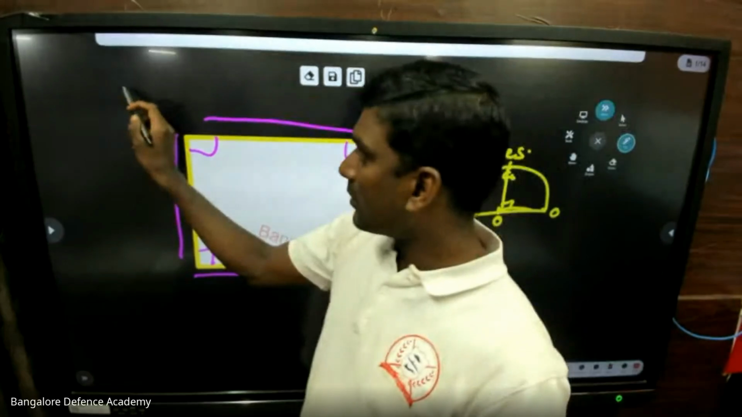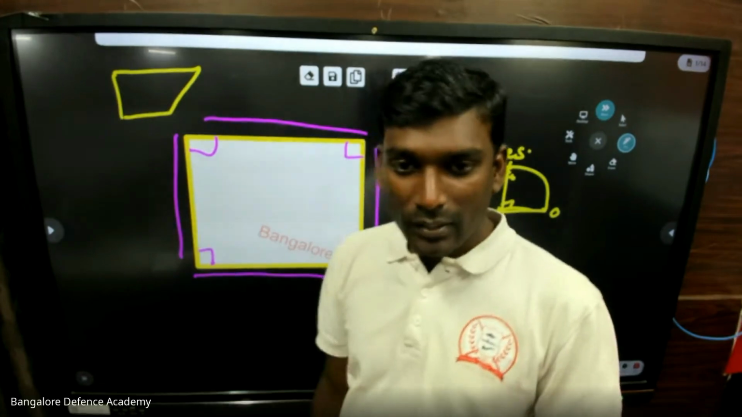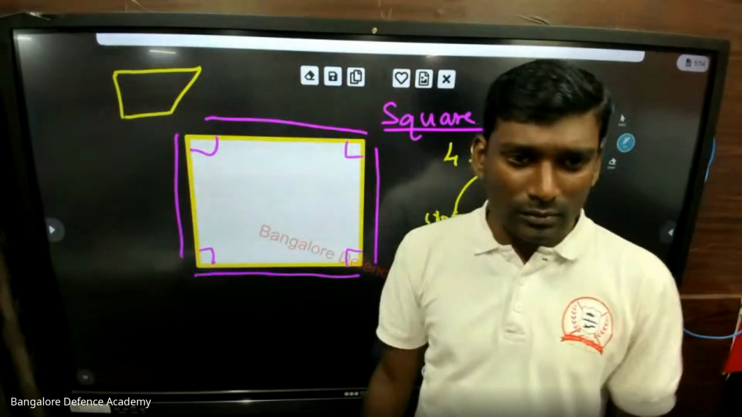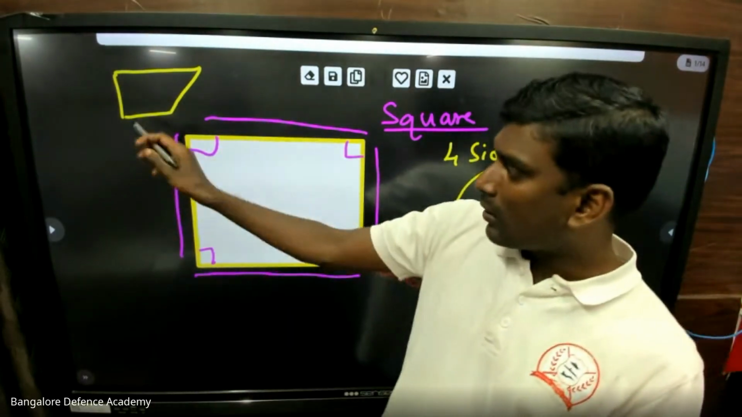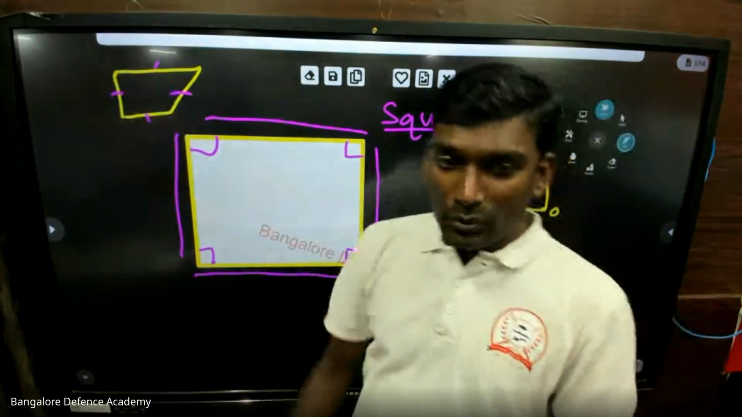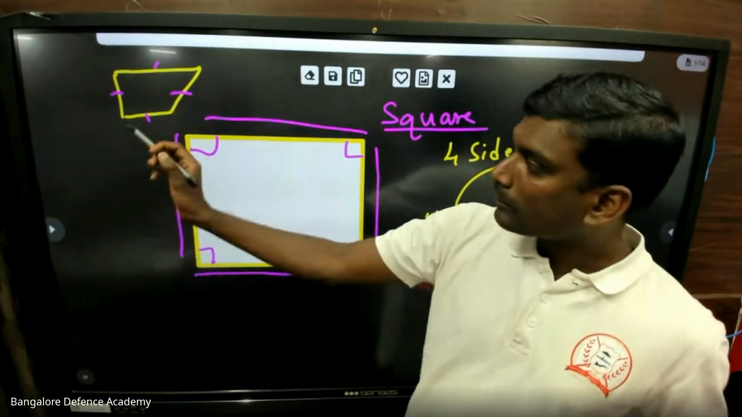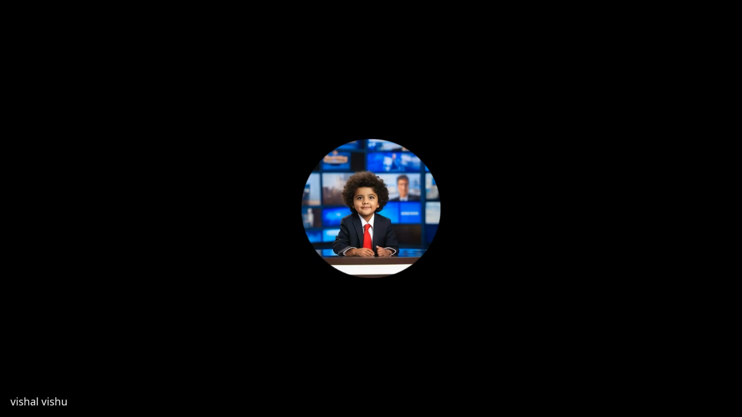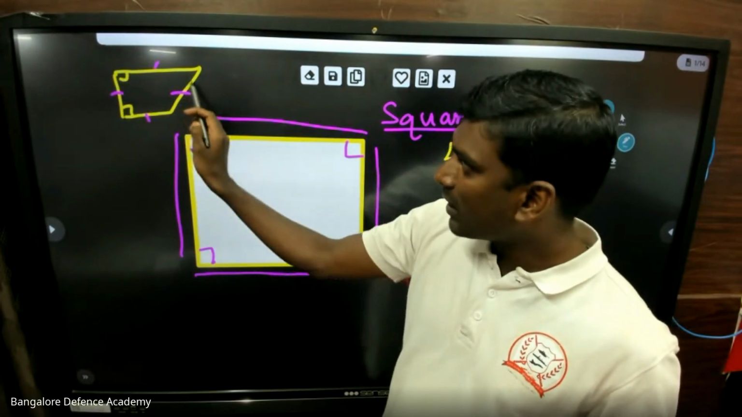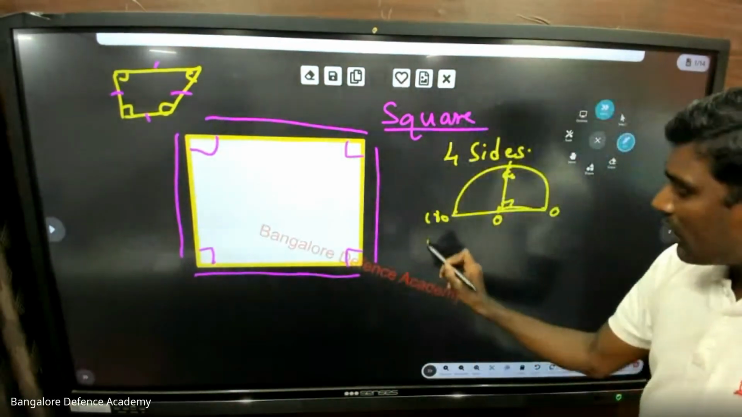Suppose if I draw something like this, can you call this a square? No, this is not a square. What is the reason that you are not calling it a square? Because square has 4 sides, and this also has 4 sides. But why is this not a square? Because the angles here are not 90 degree. Do you understand?